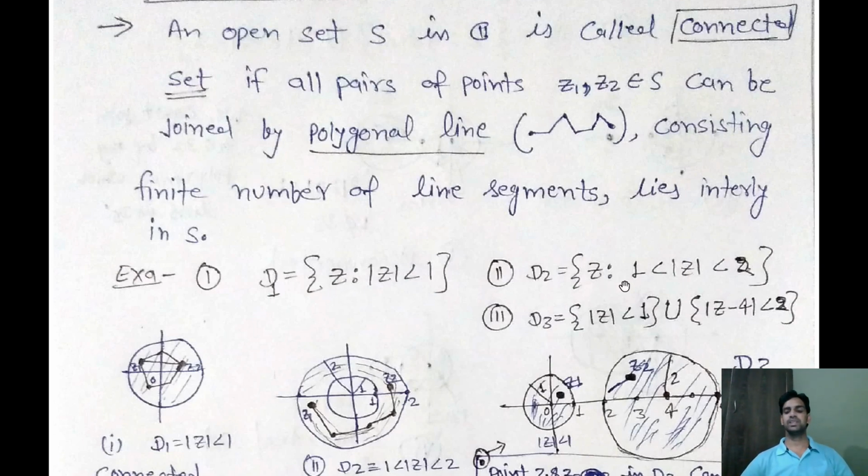Another example, we take the annulus 1 less than mod z less than 2. So first we draw the graph of 1 less than mod z, that means mod z greater than 1. This is the circle of radius 1. Now if we take mod z less than 1, then we take the inside part. If we take mod z greater than 1, then the outside part will come. Another circle, mod z less than 2: center is 0 and radius is 2. So we draw the circle of radius 2.